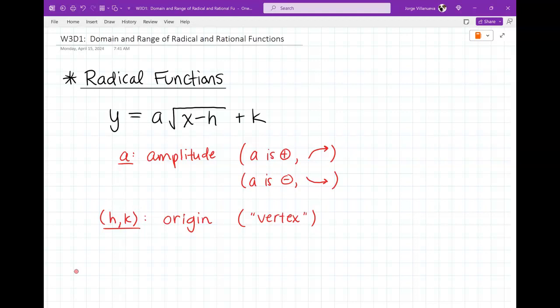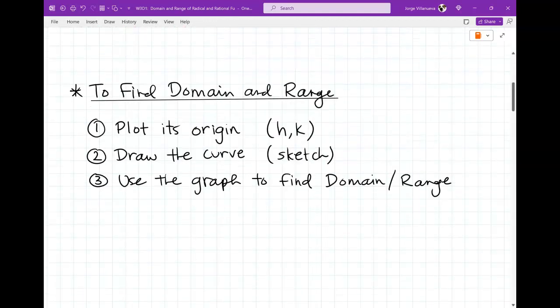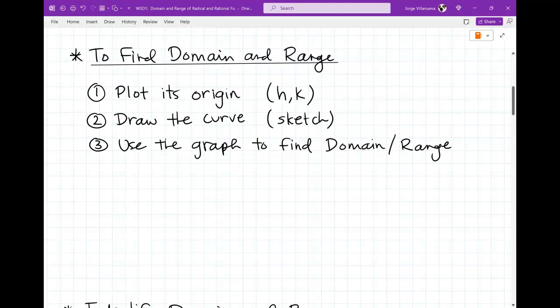So how are we going to use this for our problems? Well, first off, how do we find the domain and the range? It's going to take us 3 steps. Okay? So whenever you have a radical function, we're going to take 3 steps. The first step is going to be to plot its origin. Okay, so the HK, figure out where the HK is, put a dot on your graph. Then step 2, draw the curve or sketch it. Like I said, we're not going to actually graph it. I just want to sketch it. And then step 3, we're going to use the graph to figure out the domain and range.